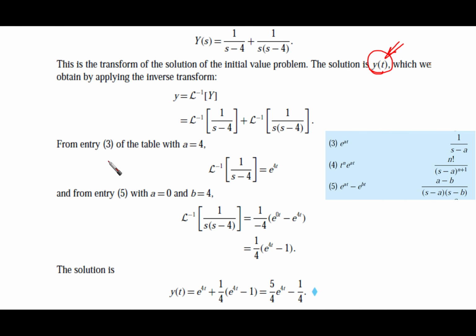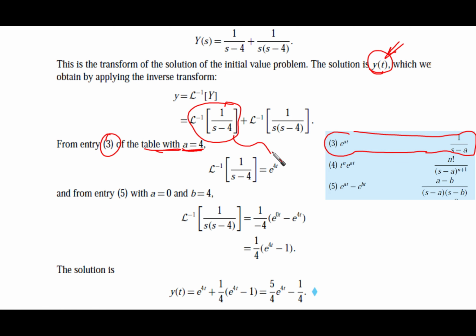From entry 3 of the table, you're going to find that here what we have is 1 over s minus a. This is a, so a is going to be 4 here. This means that this inverse Laplace transform is going to be e to the power 4t, right?